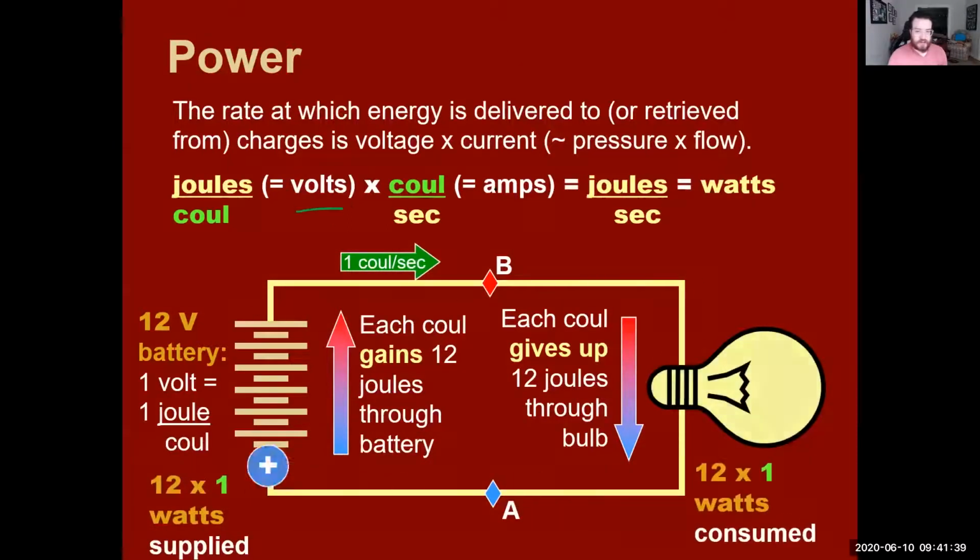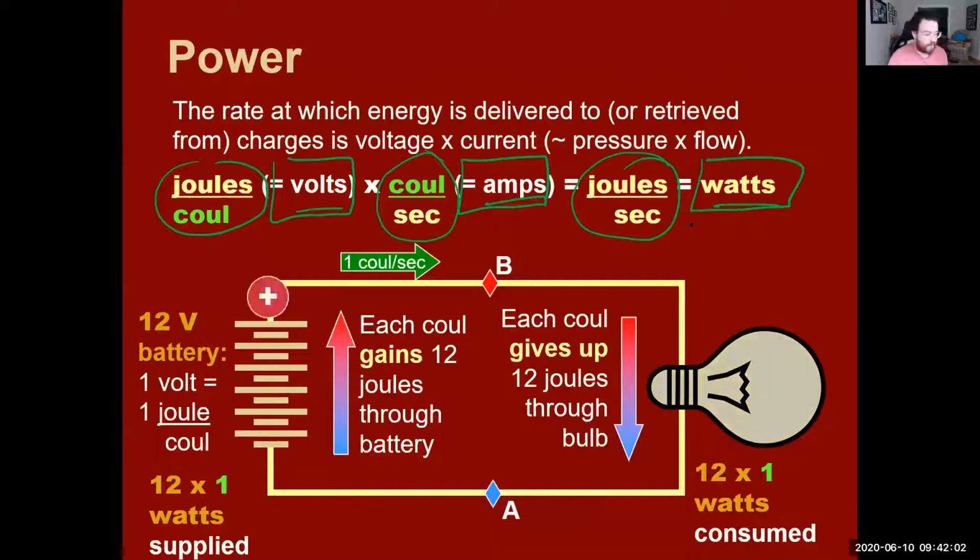So you have your voltage times your amps, and that's equal to watts. What's happening here is your joules over coulombs, your coulombs over seconds, and your joules over seconds. That's just showing you exactly what's happening behind the scenes. What you should know is that voltage times your amperage is going to be your watts, and watts is power.